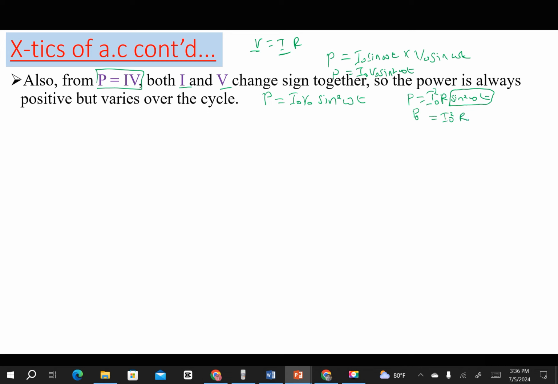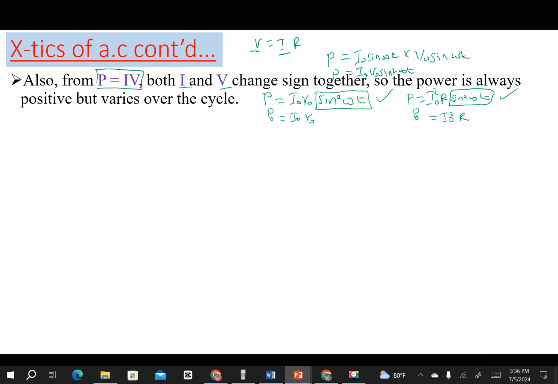In a similar way, the maximum power here occurs when this part here is equal to 1. So it means the maximum power P naught is going to be equal to I naught times V naught. So I naught V naught is going to be the maximum power, or the peak power, during alternating current flow. And of course, this equation is for instantaneous power at any given time. This one is also instantaneous power, that is power at that given time.